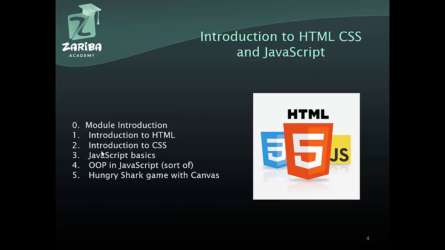Then number 4 is object-oriented programming in JavaScript, and there it says sort of, because object-oriented programming in JavaScript is a bit vague and a bit weird. So I wouldn't really call it that. It's a way of imitating object-oriented programming. But for that, we have TypeScript, which we are going to learn in the next module. But yeah, so the very basic stuff, nothing too complicated.